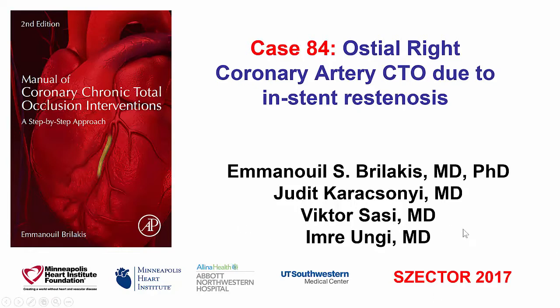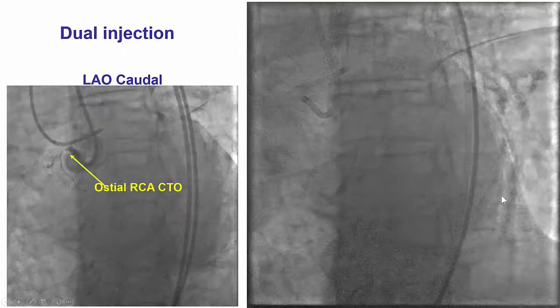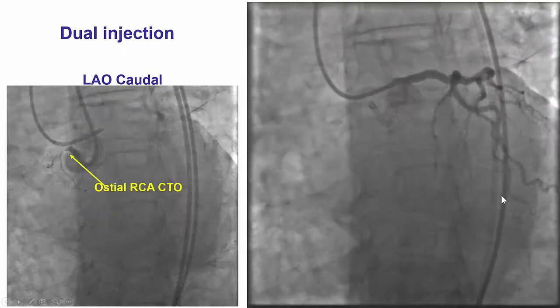The patient had significant class 4 angina. He had undergone multiple PCIs to the right coronary artery, the first one of which 7 years prior for ST segment elevation myocardial infarction, and he was found to have RCA CTO 5 years prior to this presentation. He continued to have angina, and he was now referred for PCI of the RCA CTO.